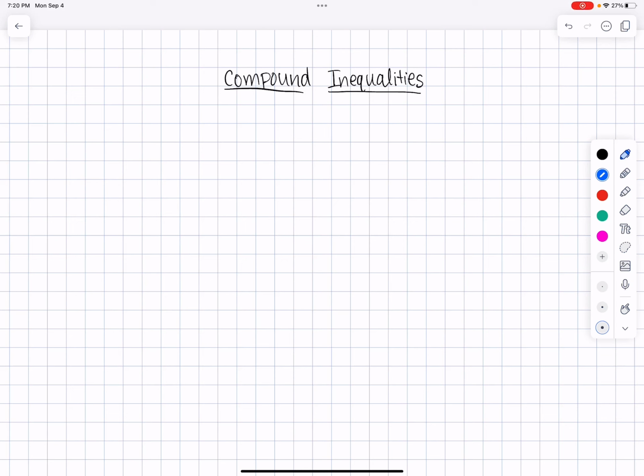Hey guys, in this video we're going to be talking about compound inequalities. So inequalities are basically when you have anything apart from the equal sign. For example, 3 does not equal 5, so that's an inequality. So our first one is does not equal. Our second one could be 3 is less than 5.